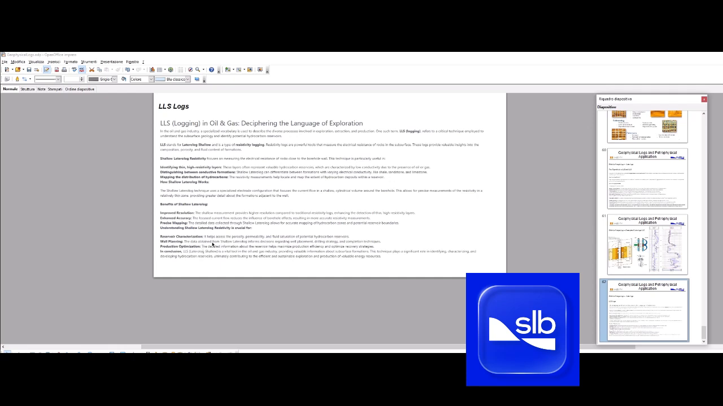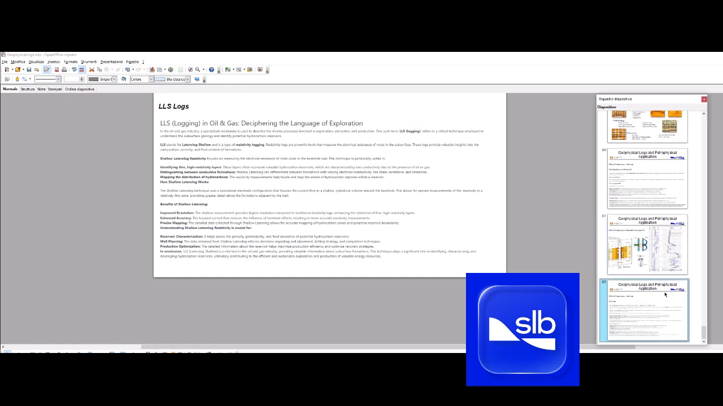Well planning: the data obtained from shallow lateral logs informs decisions regarding well placement, drilling strategy and complex techniques, and allows for well planning and drilling, and in some cases is also used in production optimization.